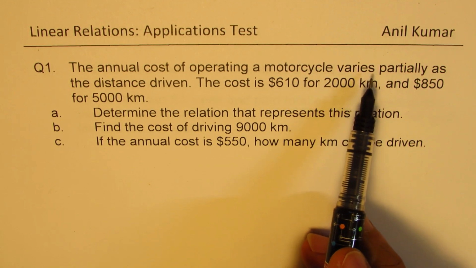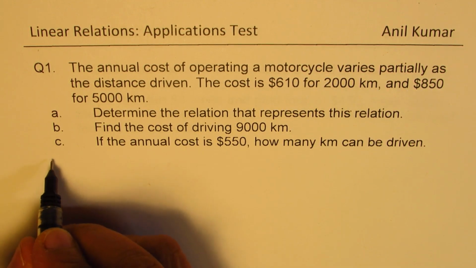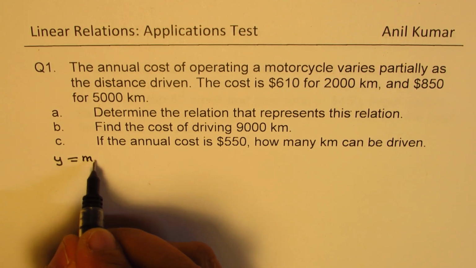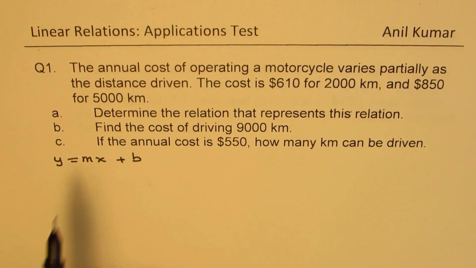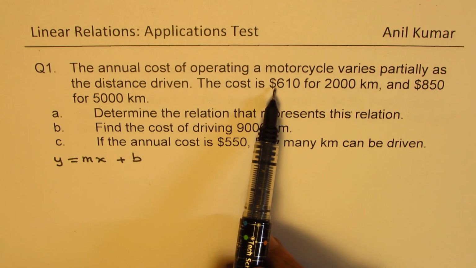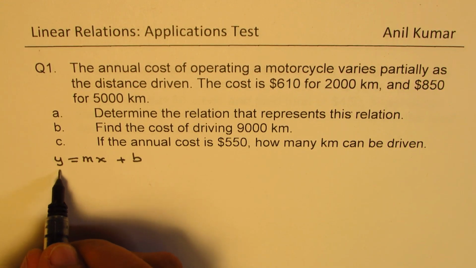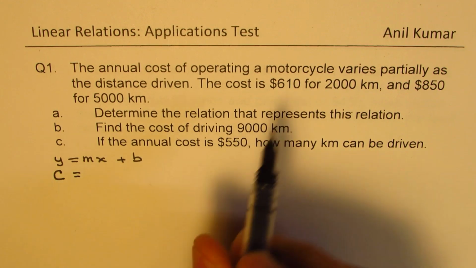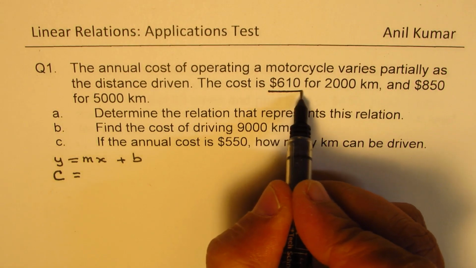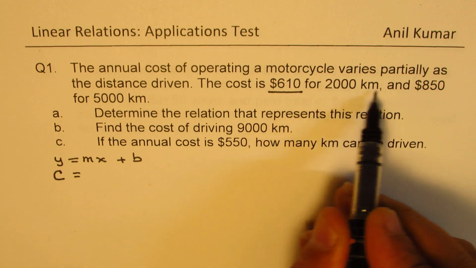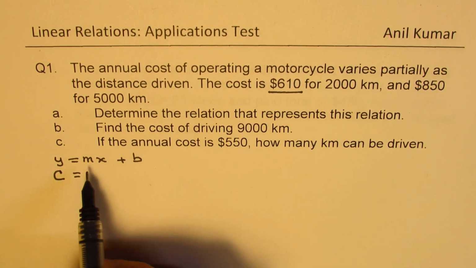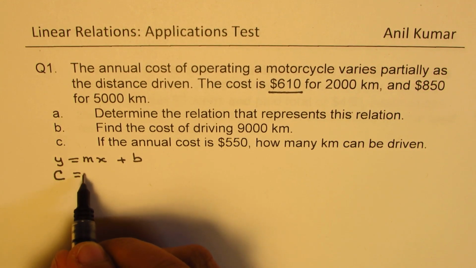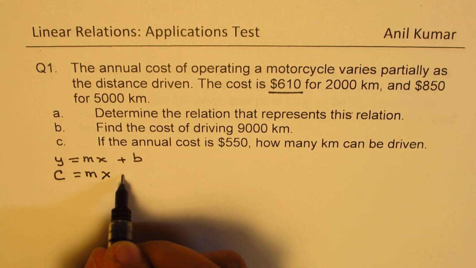So when we know it is partially dependent, we can use the equation y equals mx plus b, right? So that represents partially dependent. In our case, the dependent variable is the cost, so cost C is our dependent variable, which is given in dollars. And then kilometers is the x amount, and m is the rate. So we can write cost as m times x plus b.